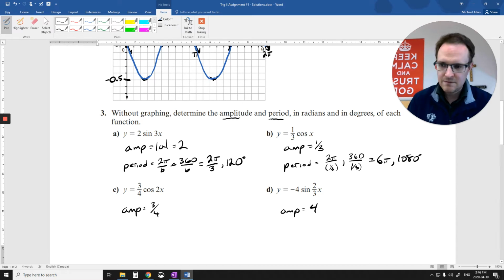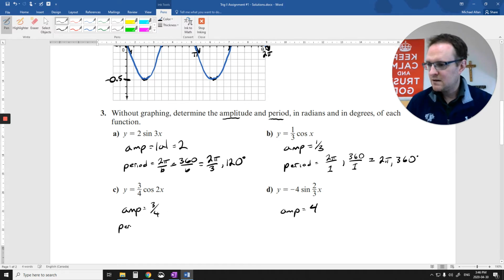Oh, that's my bad. What was I thinking about those? I was using the amplitude there when I shouldn't have been. So this one here, it's 1. That's my B value. So this is just going to be 2 pi and 360. Okay. Some days, you know, just not the best.